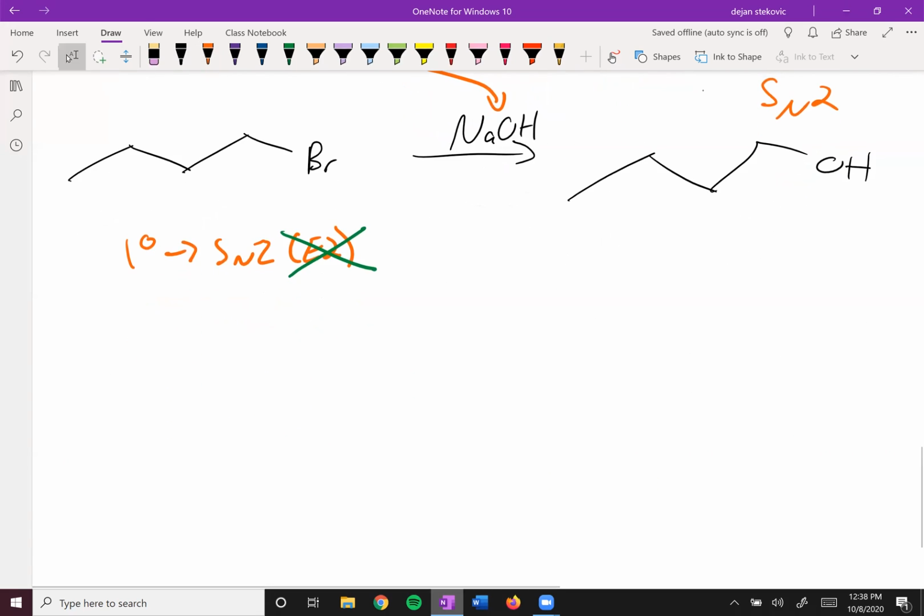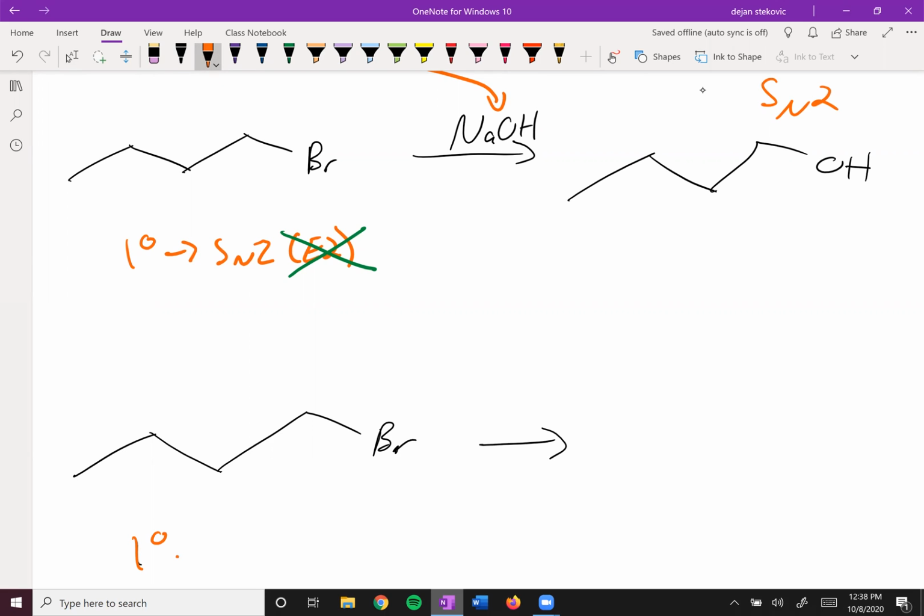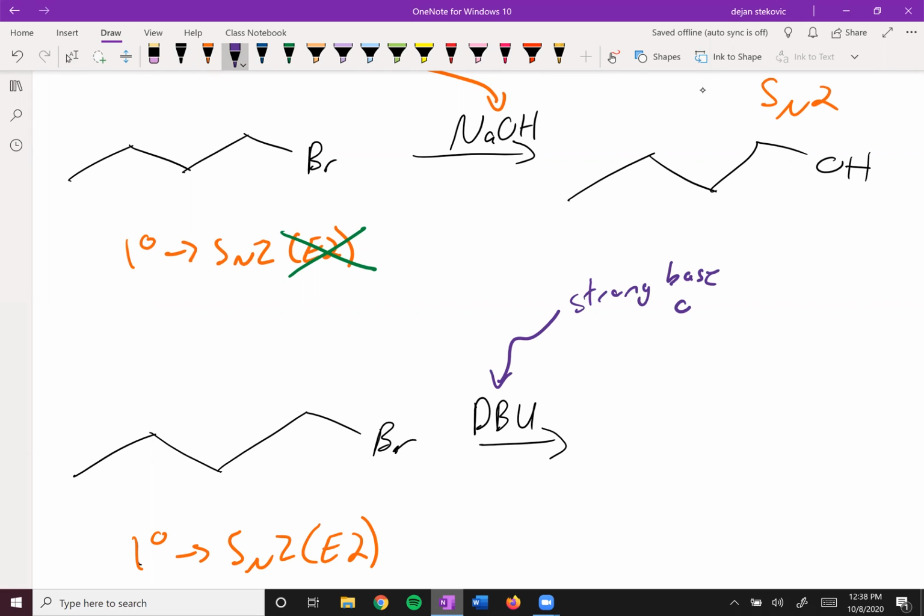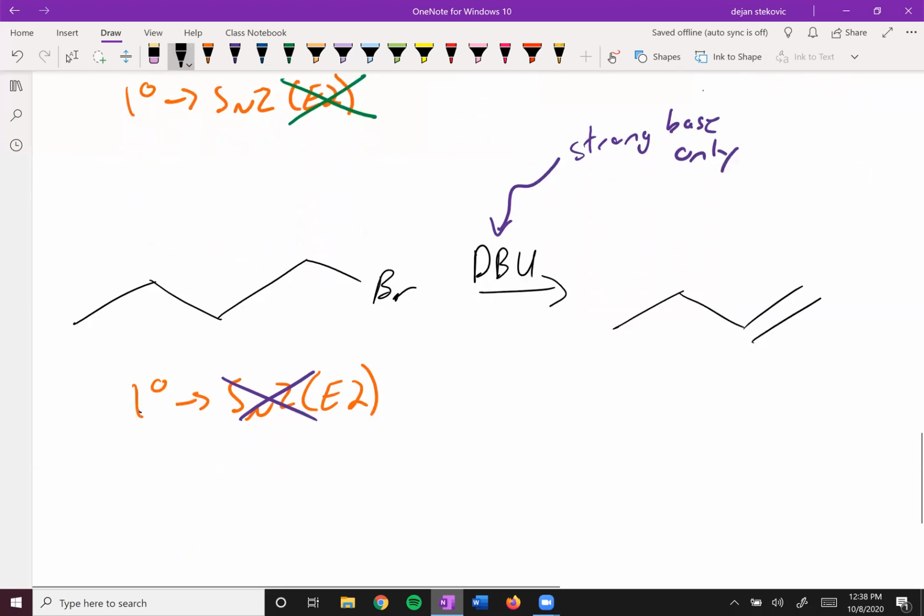What if we wanted it to go through an E2 pathway? Again, this is primary. So we say SN2 is favored, but E2 is also possible. Well, what we could do is use a strong, bulky base. So something maybe like DBU. This is a strong base only. It's not nucleophilic, and so this will then cross out the SN2 pathway and only go through this E2 pathway to form our alkene.